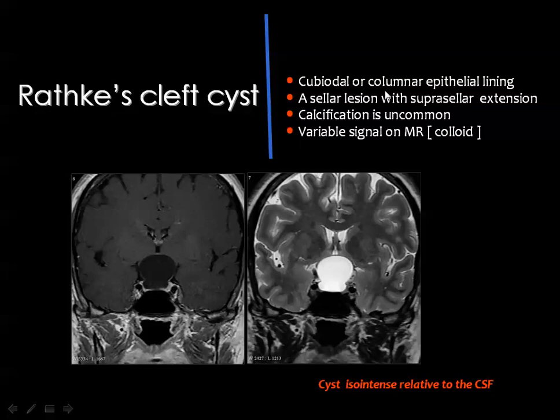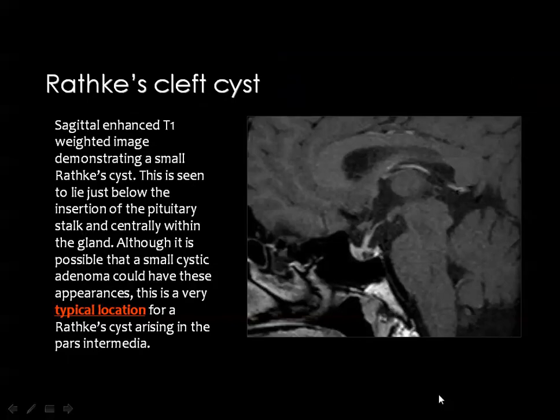It has an epithelial lining, and it contains fluid of similar density to CSF, being of low signal in T1 and high signal in T2. Sometimes this fluid is colloid, and it may show some brightness in the T1 weighted image, but this cyst does not show calcium, and it does not show enhancement. If any enhancement occurs, it may be in the form of thin marginal enhancement, which can differentiate this lesion from the craniopharyngioma, as I will mention.